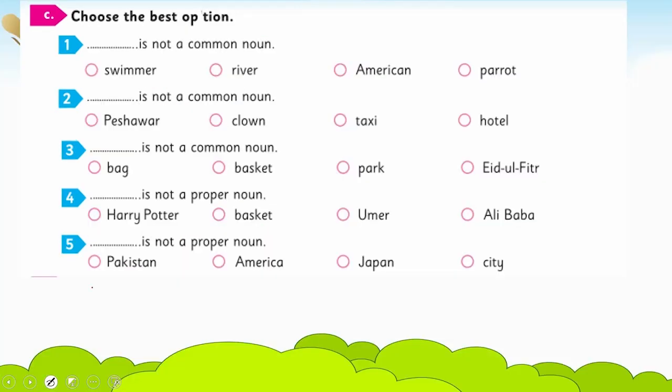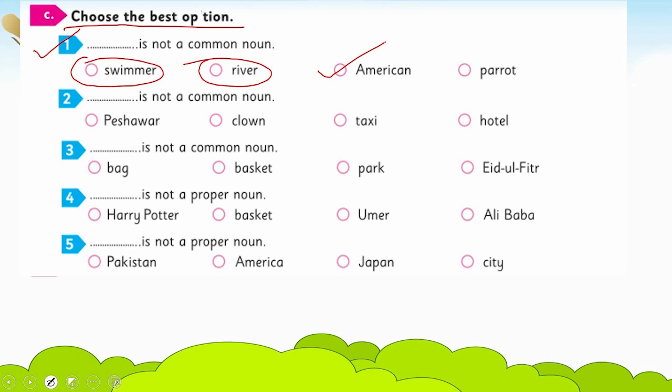Yes, here you have to select the best option. The first one is dash is not a common noun. Here, swimmer is what? Swimmer is a common noun. River is what? A common noun. American is not a common noun. So this is the right answer.